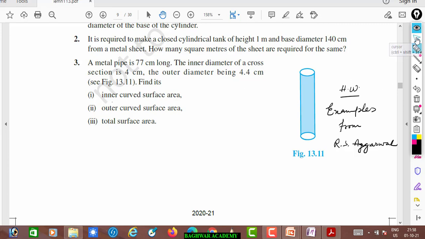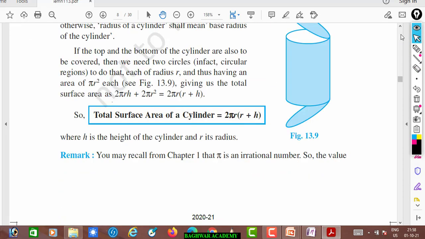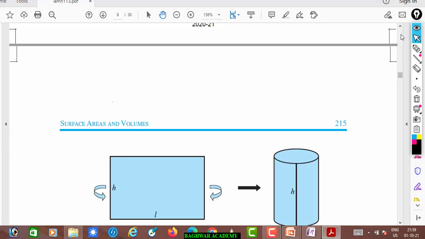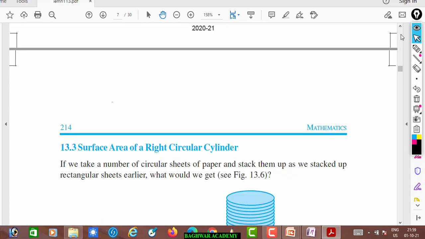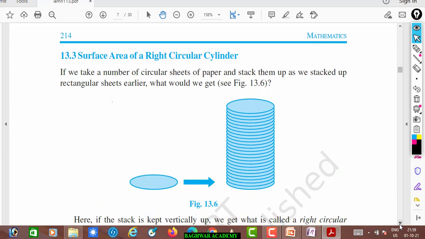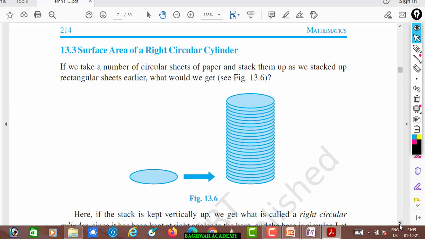I hope up to here you will not have any problem, because this is not a new thing. What you have learned today, you have already done before in your previous classes. So I don't think you should have any problem. We have seen curved surface area and total surface area today, and if any question related to this comes, you will be able to solve it. But for that you need to practice, so go through all the examples properly, then come to the exercise. Next day we'll see the exercise.